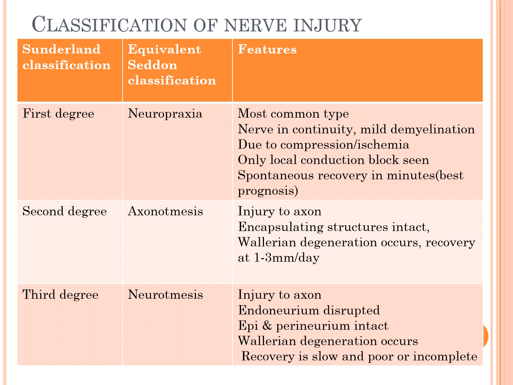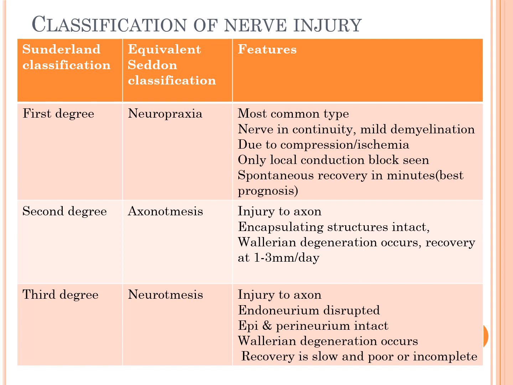Based on the Sunderland classification, nerve injury is classified from 1st to 5th degree. So 1st degree, 2nd degree, 3rd degree, 4th and 5th degrees. And in Seddon's classification, there are three terms. The 1st degree is also called neurapraxia in Seddon's classification. In 2nd degree, it is termed axonotmesis. In 3rd degree, it is termed neurotmesis. So this neurapraxia is the most common type.